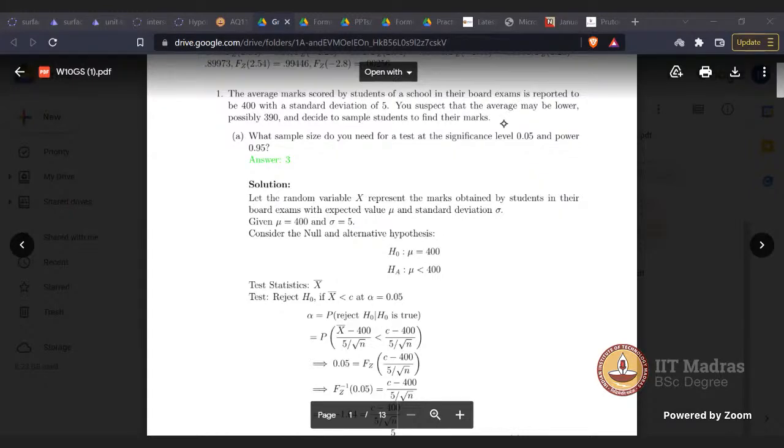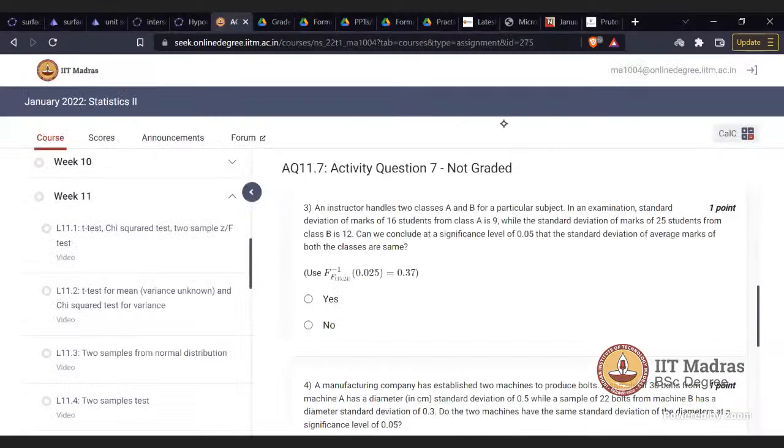I will explain. In this one, the standard deviation is given for the first one as 9 and the second one as 12. So if we divide 9 by 12, it is less than 1. So we can say Sx square upon Sy square is less than 1 minus CL, so we have to reject on that one.